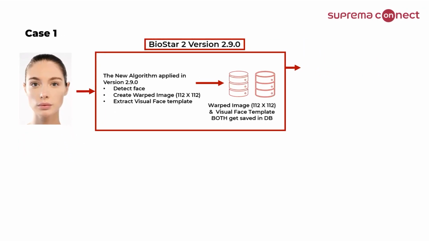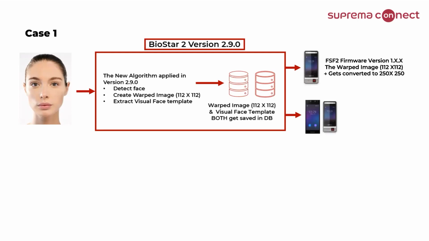Now with this information in BioStar 2.9.0, what would happen if you have BioStation F2 firmware version 1.xx? Remember how this BioStation F2 firmware version did not have a warped image of size 112, nor did it extract the facial template. So when you send this face user information to the device, the warped image size will automatically be converted to 250 by 250, so you can simply use it.